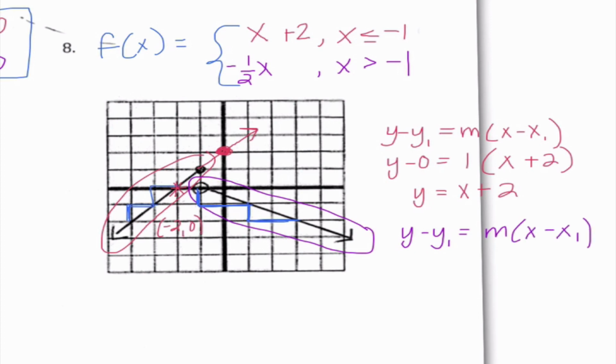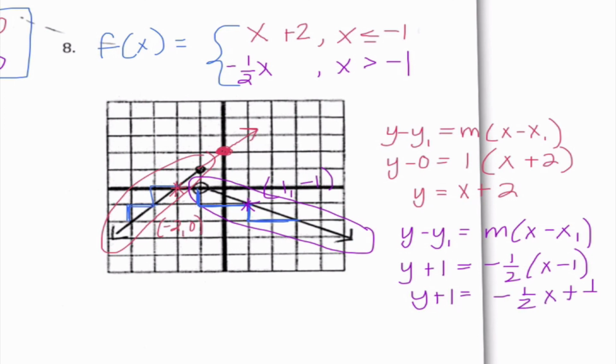So I'm going to choose an ordered pair that is really easy for me to see, like this one right here, which is at 1, -1. So I would say y plus 1 equals -1/2 times x minus 1. When I distribute, I get y plus 1 equals -1/2 x plus 1/2. And when I subtract 1, I get y equals -1/2 x minus 1/2. So that's telling me our y-intercept is indeed at -1/2.